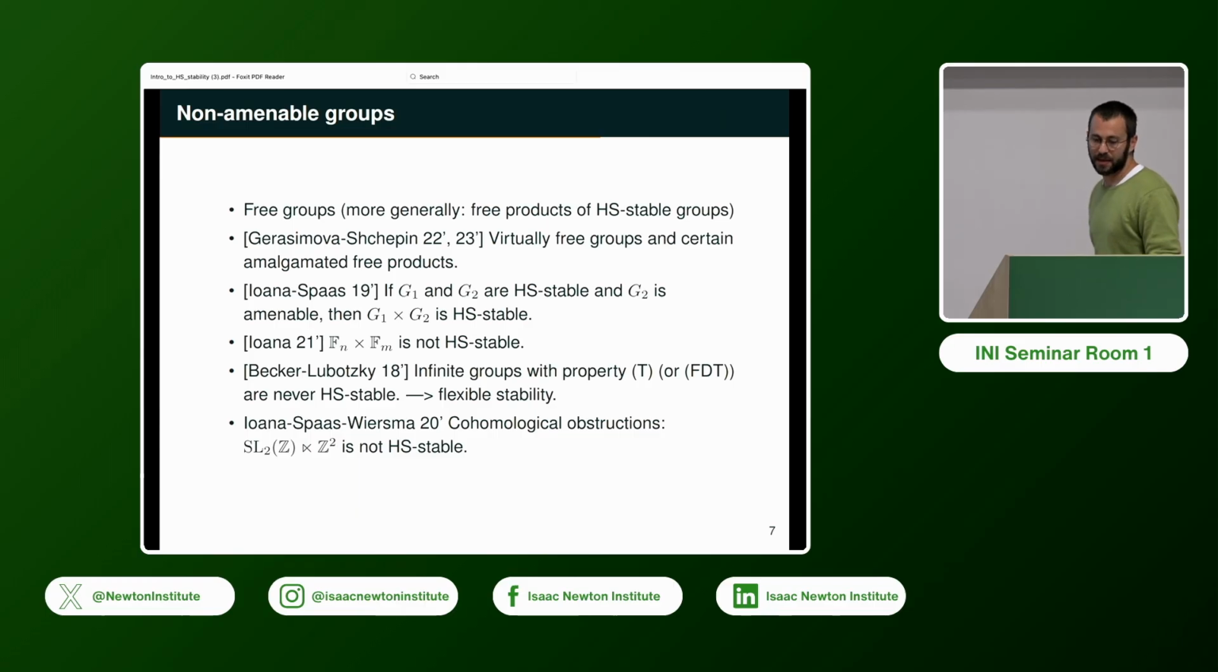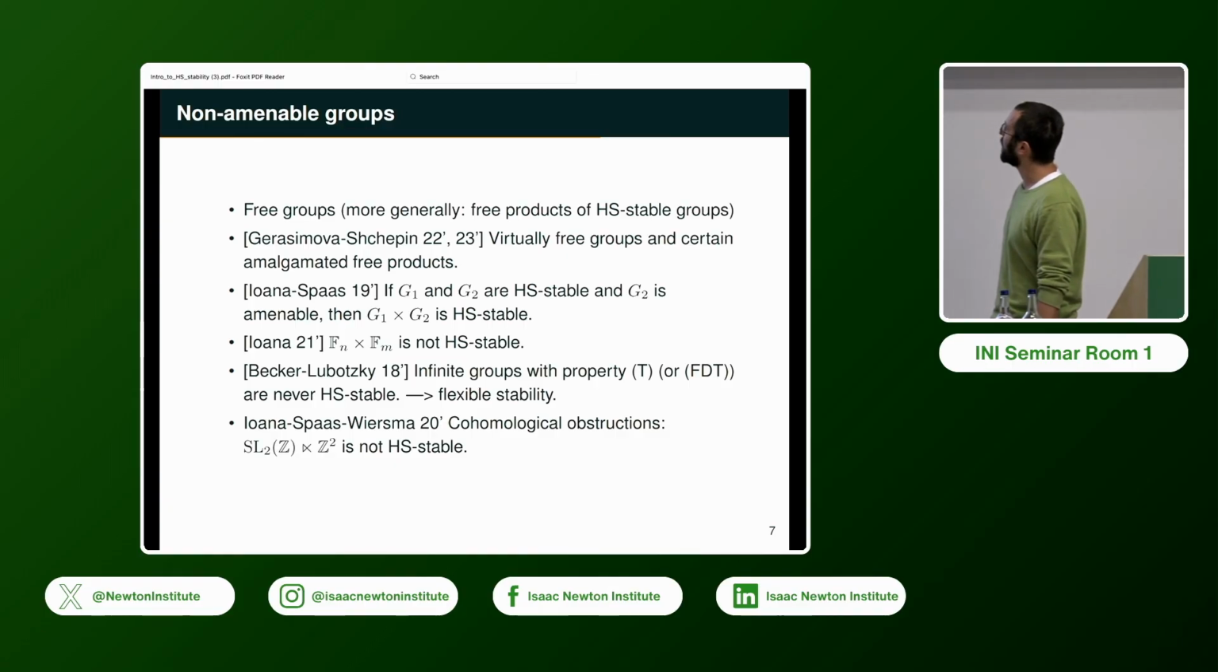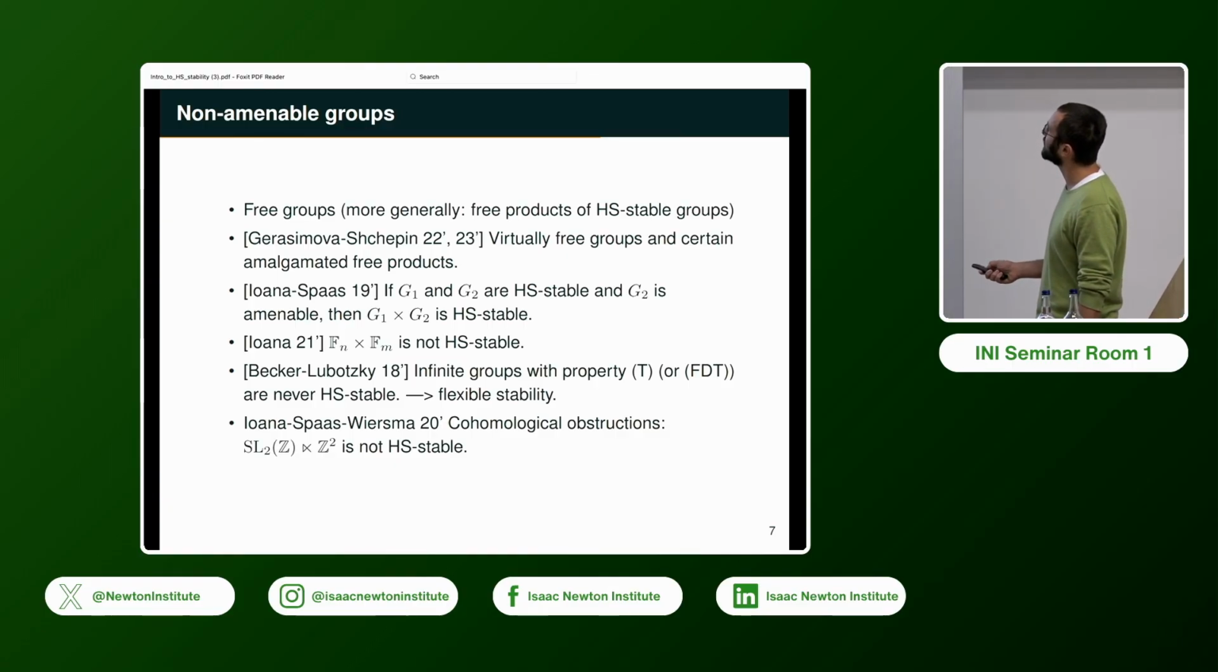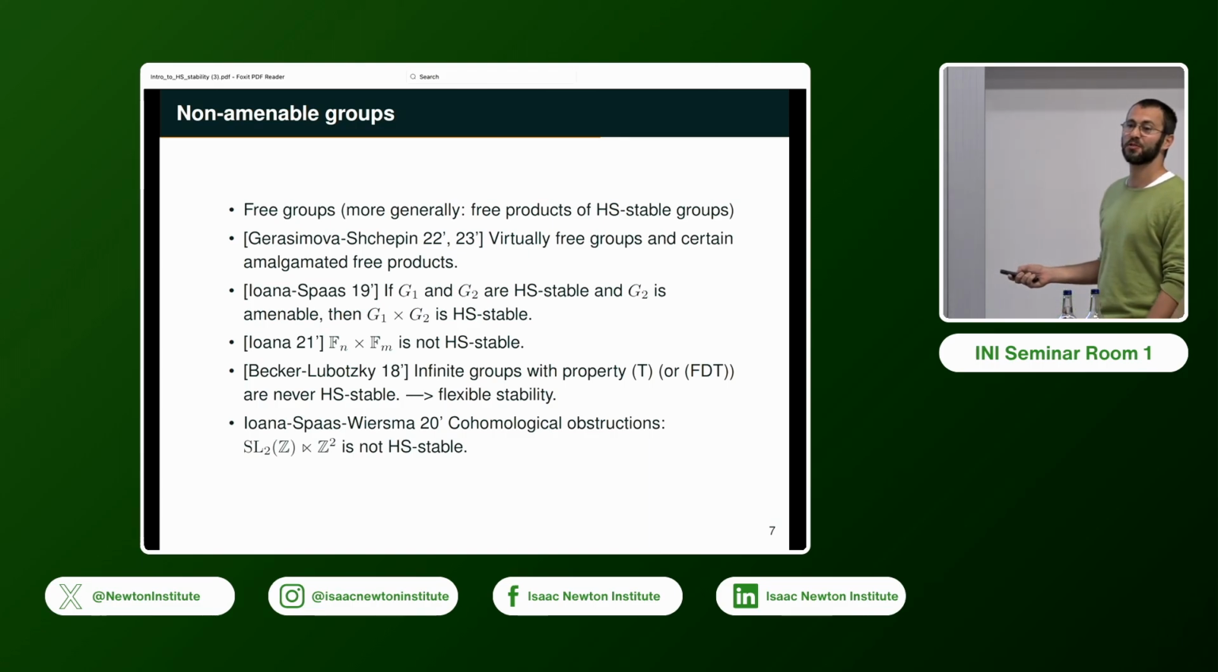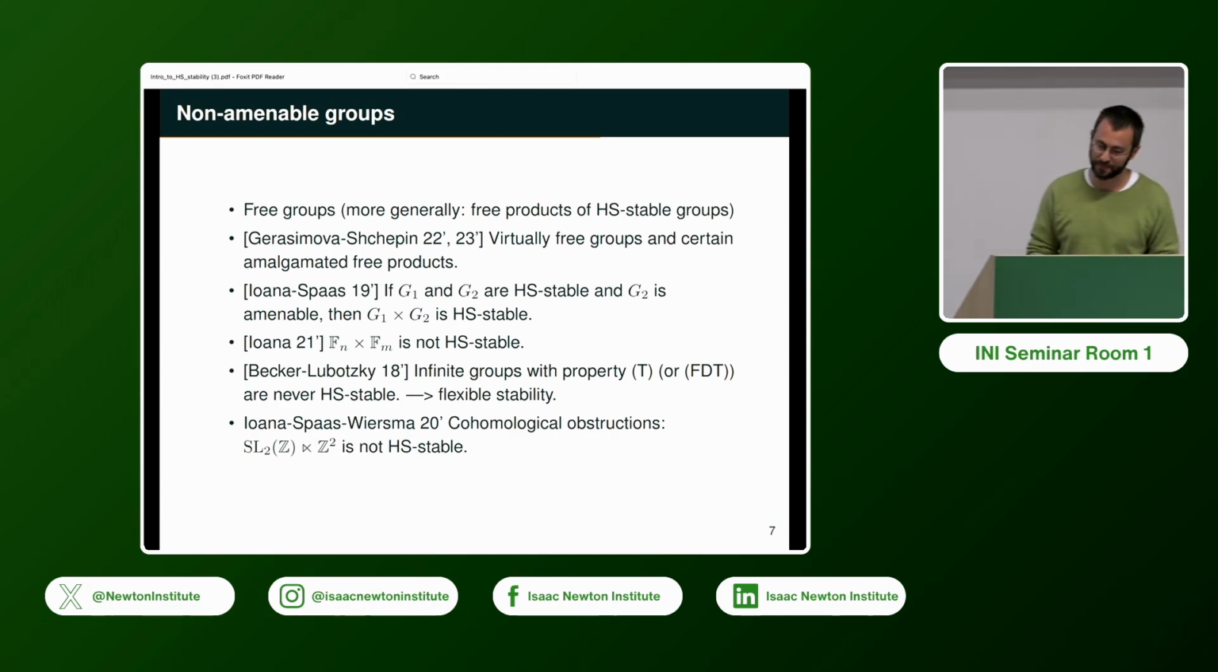Johannes Spass and Wiersma have a very nice paper about cohomological obstructions. It's very much related to the lifting property, which will be talked about later. But regarding stability, it follows from their work that the group SL2Z semi-direct product Z squared is not Hilbert-Schmidt stable.